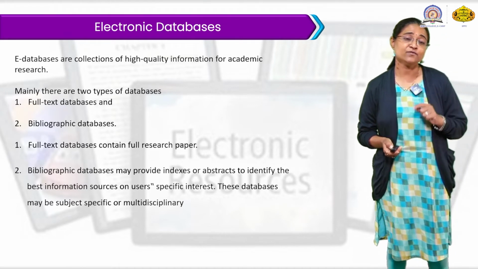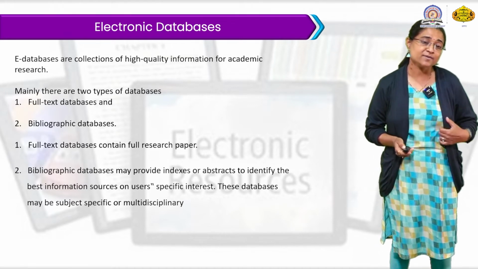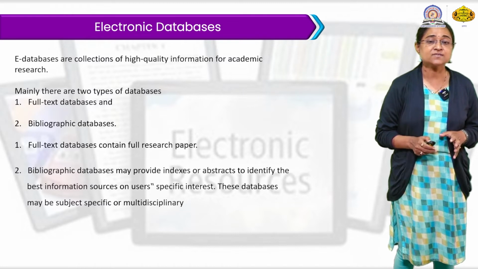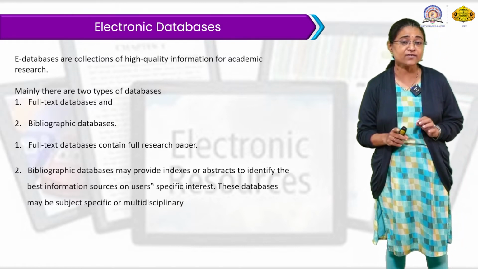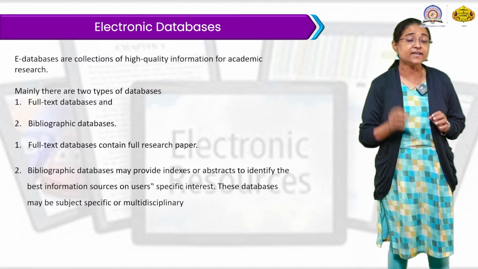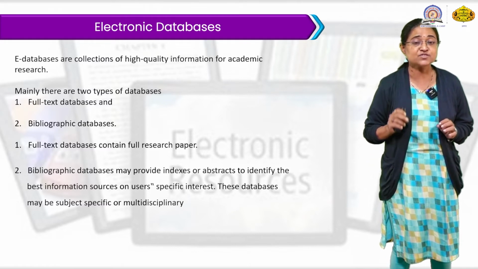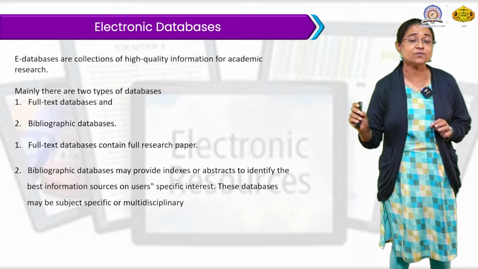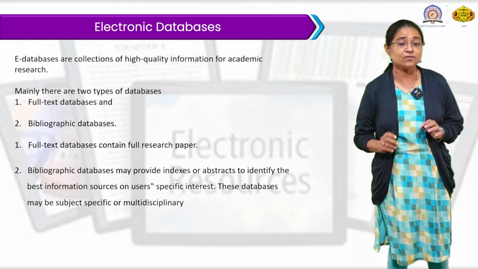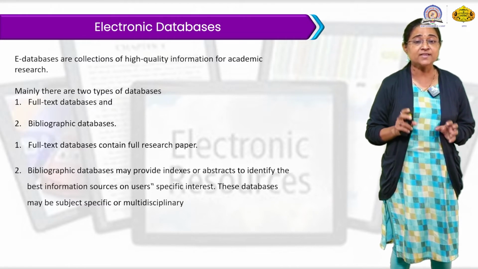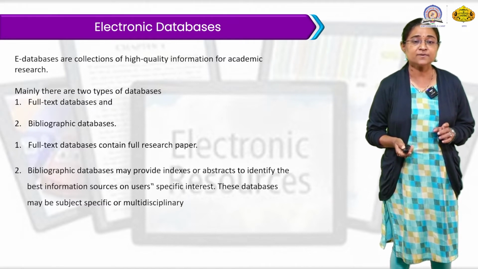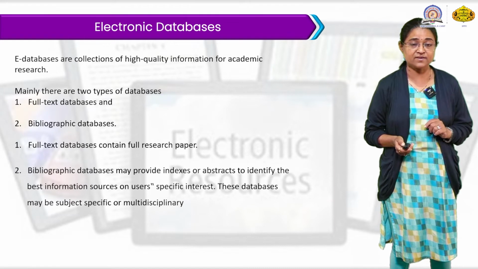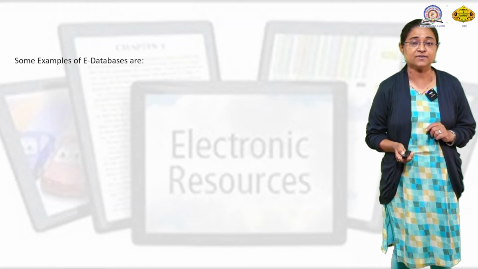The difference between a full text database and a bibliographic database is this: the full text database contains the full research paper, whereas the bibliographic database gives the index or only the abstract of the particular paper, and gives the best source of information. These databases may be subject specific or multidisciplinary.